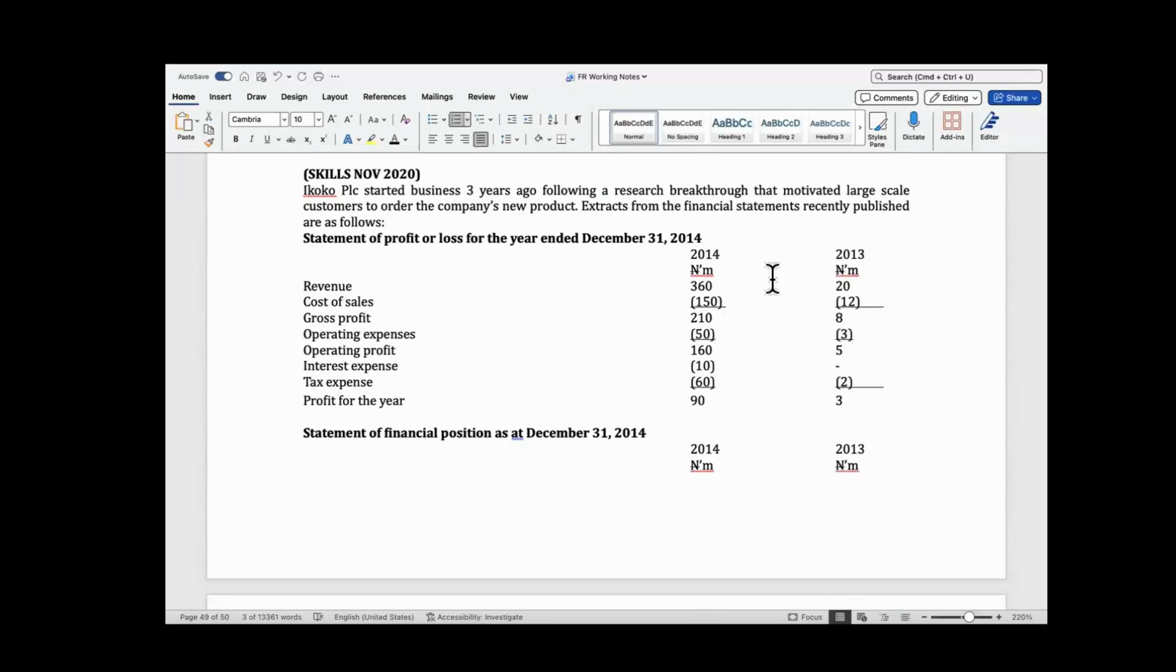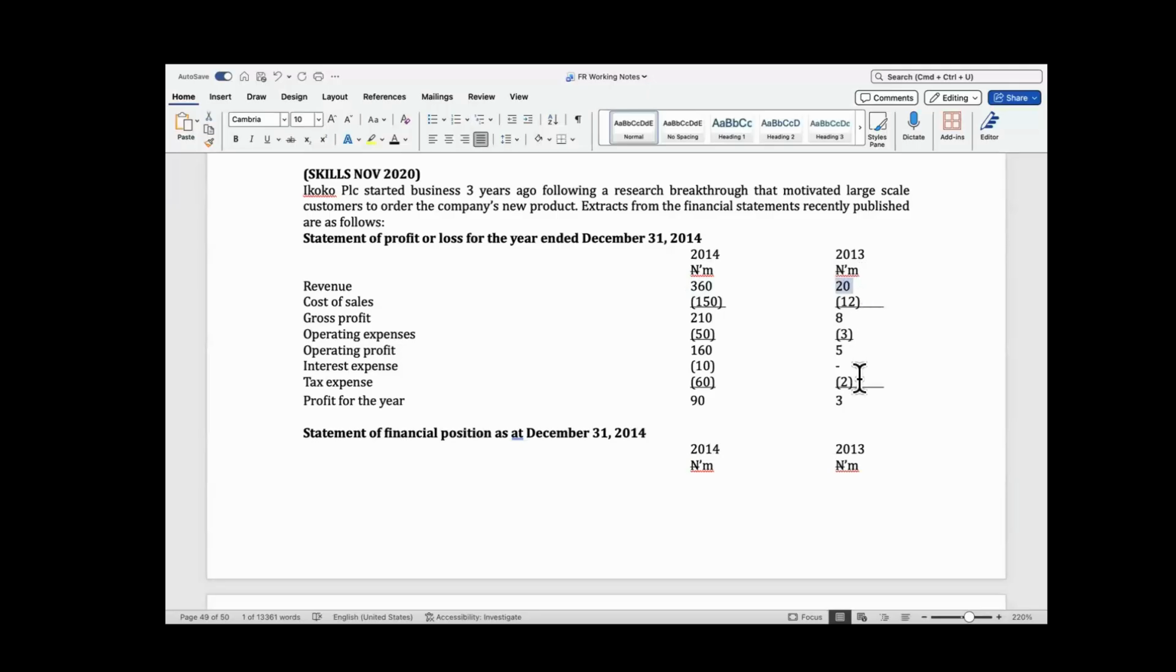I taught you this that day when I was teaching you ratio. So you will see this sharp increase in revenue. It's very sharp. It's more than 10 times, close to 16, like 18 times. So revenue increased by 18 times within one year. That's a sharp increase, right?